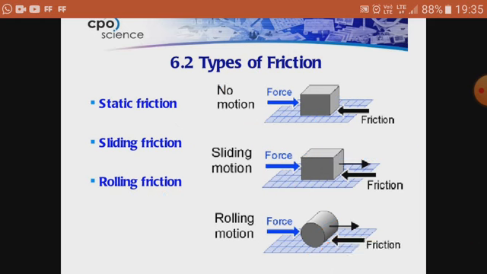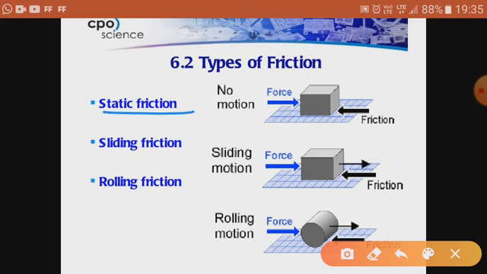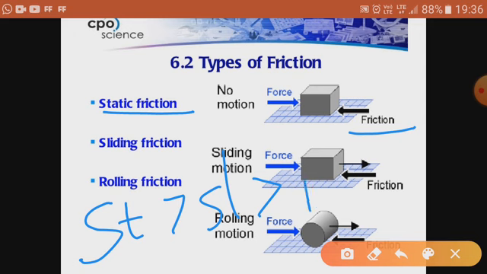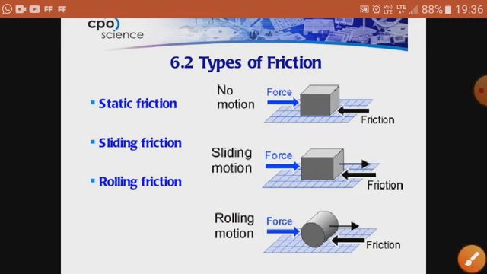So you can easily come to the conclusion that static friction will be the highest, then sliding friction, and rolling friction will be the least, because here the two surfaces are rolling over each other, so the friction will be least and the movement will be easy. So these are the three types of friction.